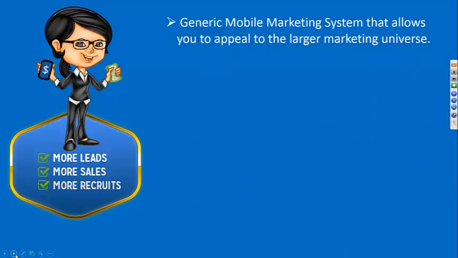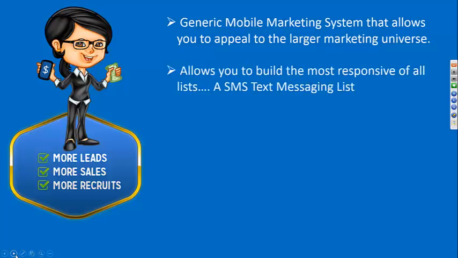So let's start the round third, okay? So here's what we want to offer to you for those of you that have not yet employed our system. We want to offer a generic mobile marketing system that allows you to appeal to the larger marketing universe because it's generic, all right? And you can talk about what your offer is on the back end, but lead in with something that's generic. It allows you to build the most responsive of all lists, which is an SMS text messaging list. When I send an email out to my email list, I'm typically going to get about a 5% or so open rate. So if I send out an email to 10,000 folks, I'm going to get about 500 folks that open it up.